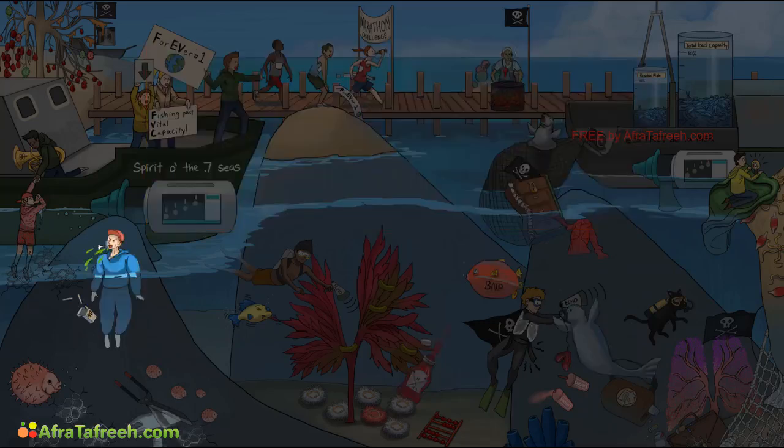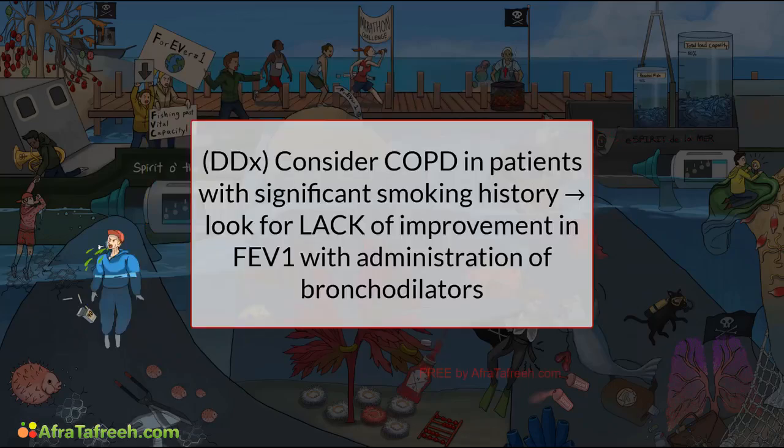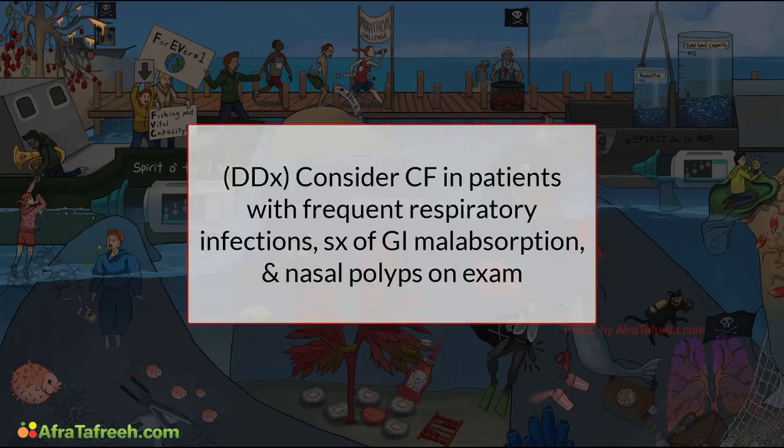In patients with significant smoking history, more than 20 pack years, COPD is more likely. Take another look at those spirometry results. They shouldn't show significant improvement in FEV1 with the administration of a bronchodilator. On the other hand, wheezing, a history of frequent respiratory infections, symptoms of GI malabsorption, and nasal polyps on exam should make you think of cystic fibrosis. For all the details on conditions that can cause chronic dyspnea, check out our dedicated chronic dyspnea DDX sketch.